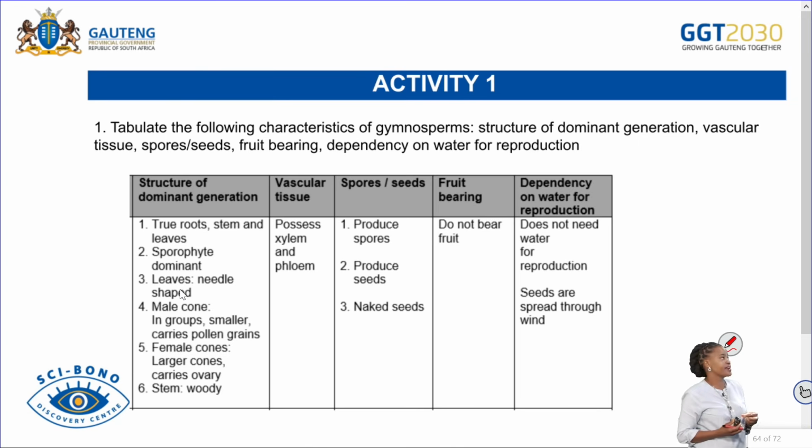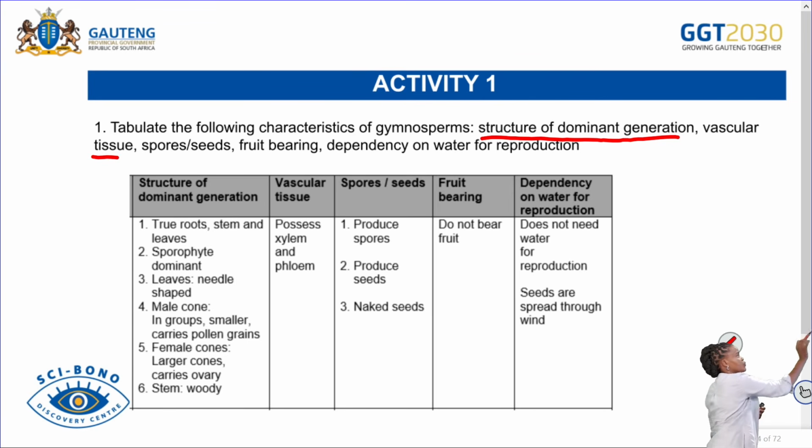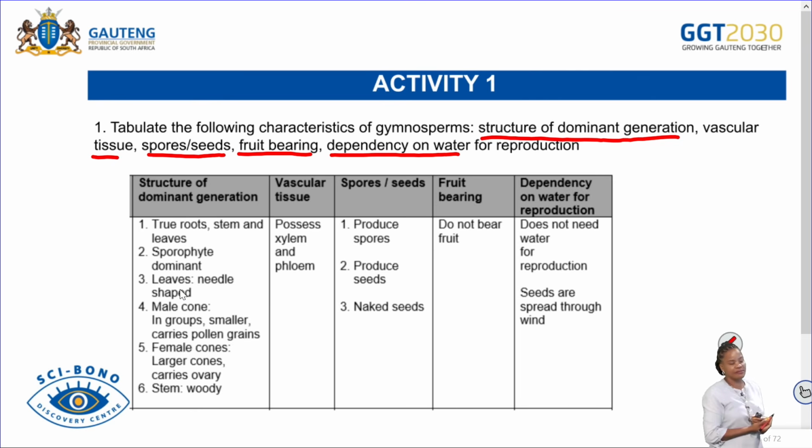Now let's look into the first activity. Tabulate the following characteristics of gymnosperms. The first characteristic is the structure of the dominant generation. The second, the vascular tissue. The third will be seeds: do they produce seeds or spores? Then, are they fruit bearing, yes or no? And are they dependent on water for reproduction? These are all the characteristics that you need to tabulate. I've already provided you with the answer.